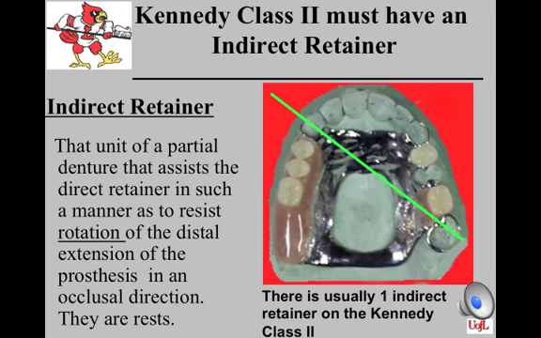The axis of rotation is shown by the green line. When a person eats sticky foods on the extension base area of the prosthesis, the partial denture wants to rotate around this axis of rotation or fulcrum line. The component part that prevents that rotation is the indirect retainer, shown at the yellow arrow. Indirect retainers are rests that are placed into positive, prepared rest seats at a position as far away from the fulcrum line as possible. They may be part of a clasp assembly.